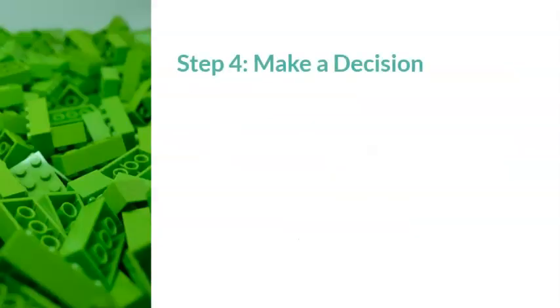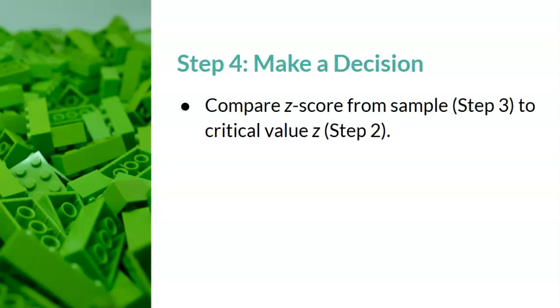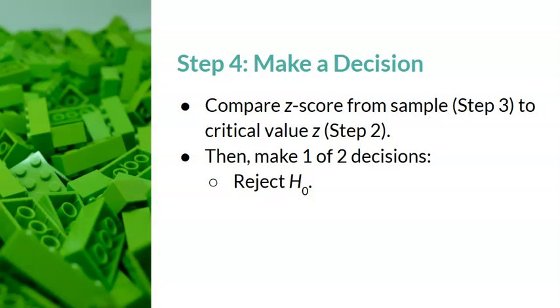Step 4, the green Lego, is to make a decision about whether the study worked or not. Here, we're comparing the sample z-score from step 3 to the population prediction or critical value z from step 2. Based on this comparison, we will make one of two decisions: reject the null hypothesis or fail to reject the null hypothesis. You will watch a second lecture video that explains these two decisions.